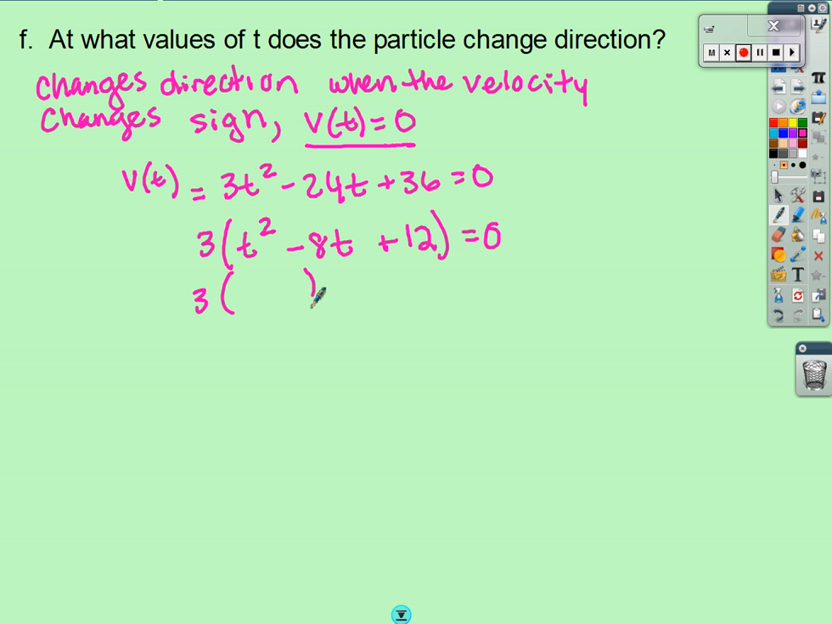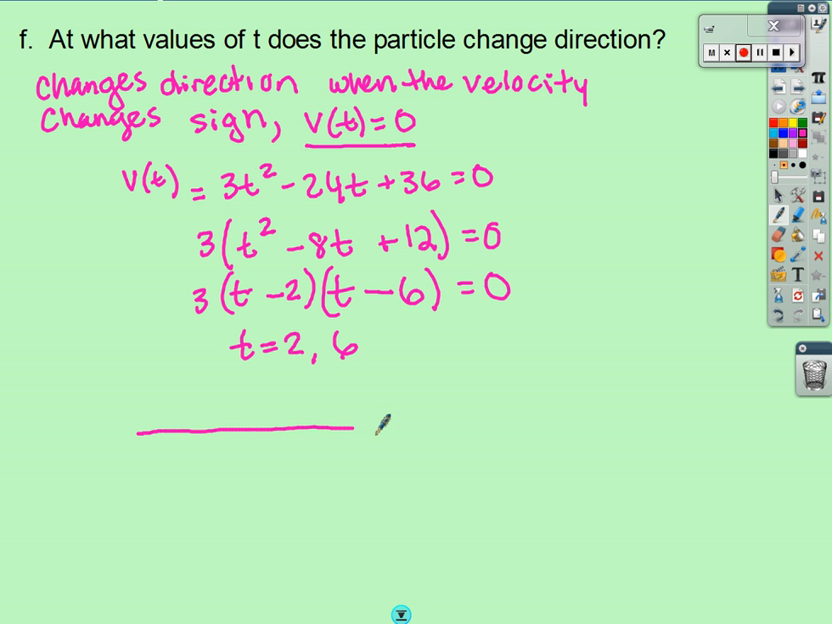So I get 3 times 2 factors. I know this has to be t, then two numbers that multiply to 12 but add to 8, which would be 2 and 6. The bigger number gets the middle sign. So if that's a negative 6, this has to be a negative 2 in order to get a positive 12. So the times at which the velocity equals 0 are at 2 and at 6. I need to check the velocity before and after those times, because if it changes sign, then we know it has changed direction.